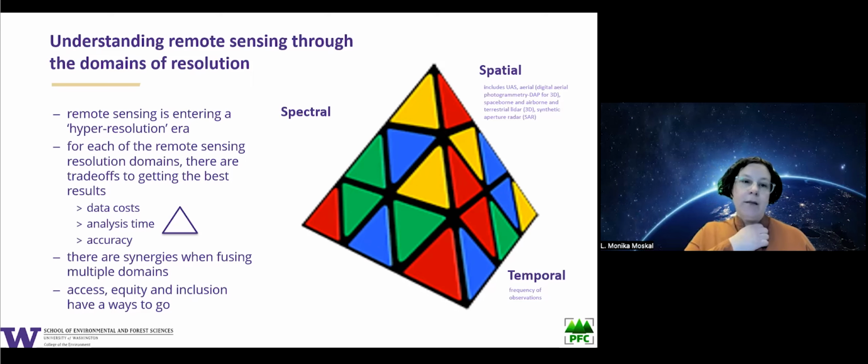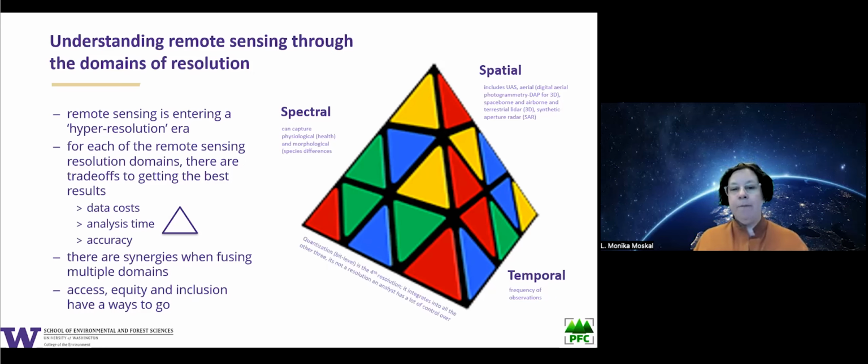And finally, spectral resolution. So that's that resolution along the electromagnetic spectrum, going beyond the visible part of the spectrum, where we can see things such as physiological changes to vegetation related to health, or morphological characteristics, for example, related to species. So that's another resolution of remote sensing that we can mine for information. And of course, there is a fourth resolution that actually blends with the other three resolutions, and that is the quantization or the bit level of remote sensing.